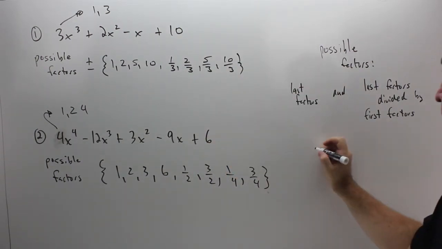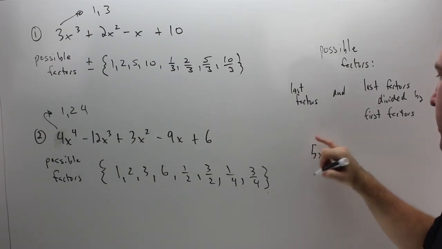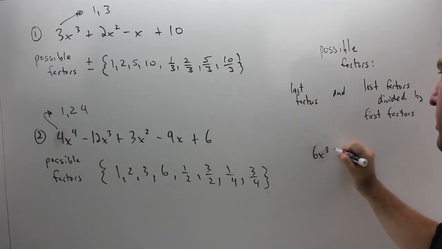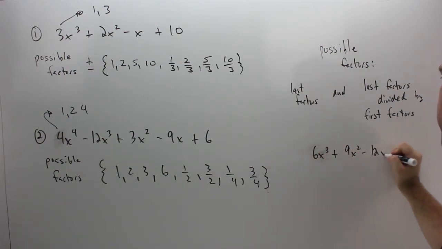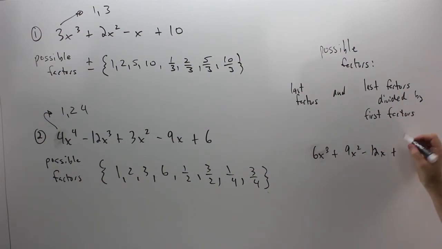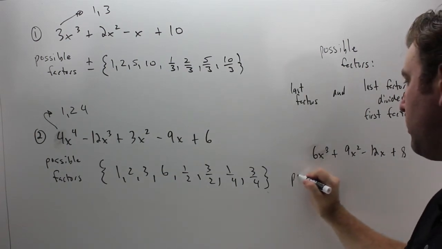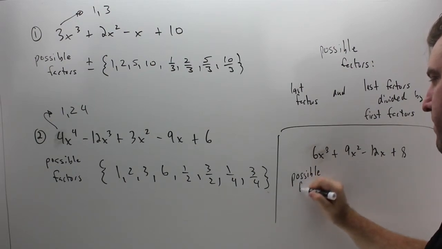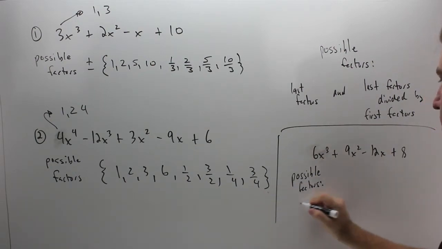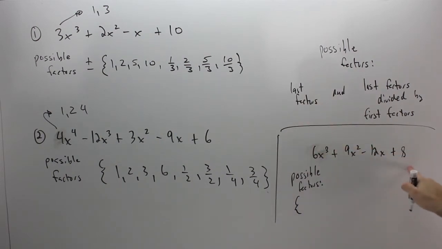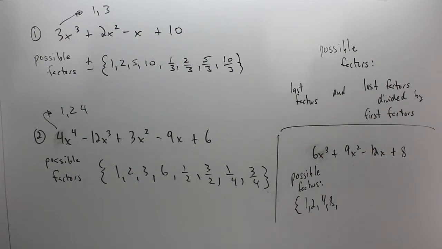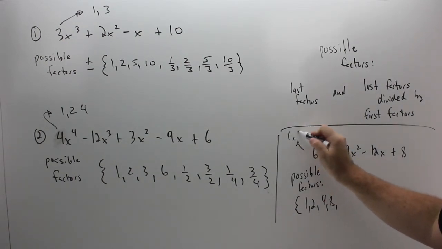Let's just do one more. I'll go with something a little bit tougher. Let's say we have 6x cubed plus 9x squared minus 12x plus, I don't know, 8. Okay, the possible factors for this one are all the factors of the last, 1, 2, 4, and 8. So those are just all the factors of 8. And then we consider the factors of the first, which are 1, 2, 3, and 6.